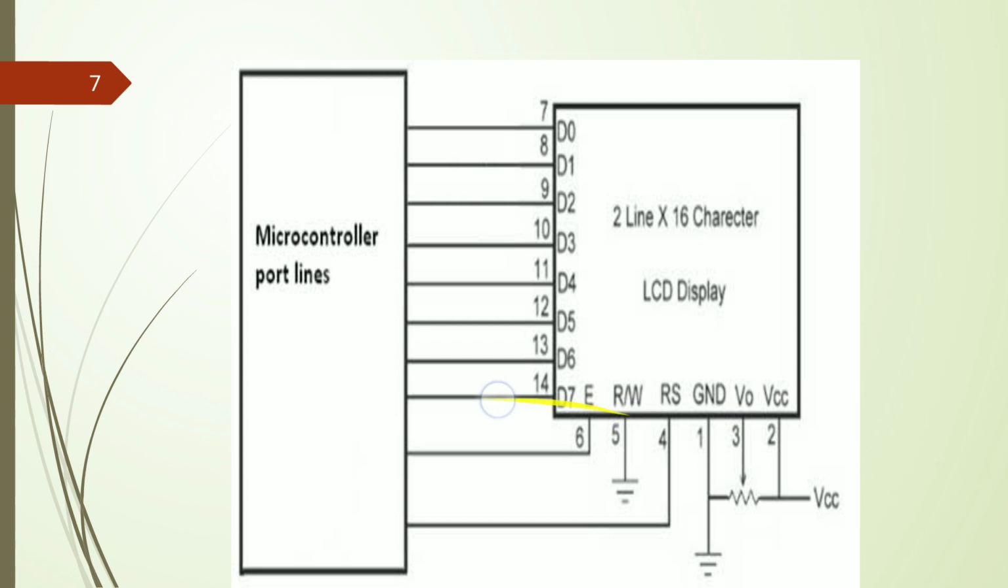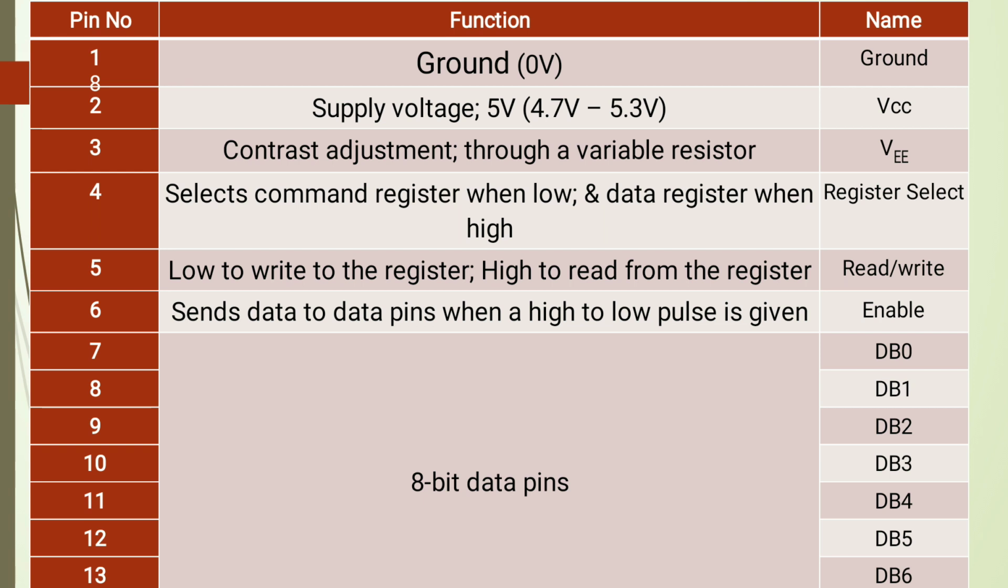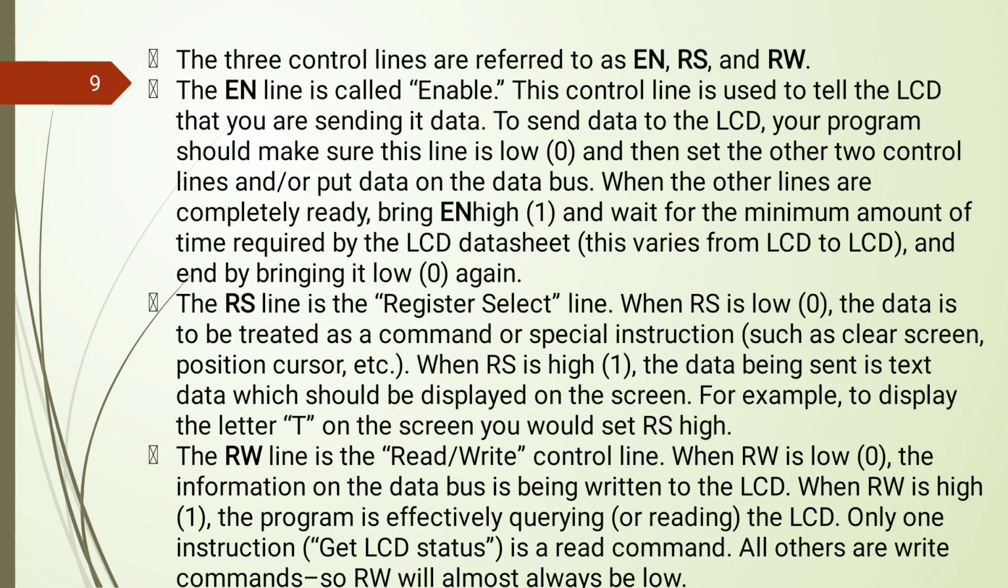Okay, so we discussed the pin configurations as I mentioned already. Pin number 1 is connected to ground, then VCC, contrast adjustment, register select, enable, read write, and data lines, like that. Okay, so we move further.